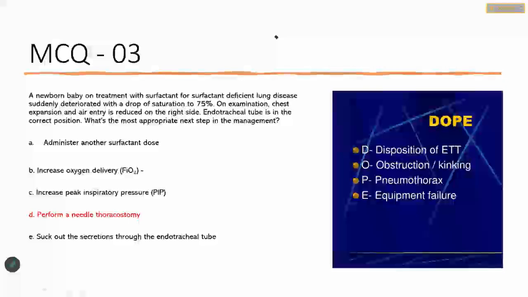So when there's a pneumothorax, what we have to do is first do the needle thoracentesis. We have to put a needle in the safety triangle, followed by the ICU. So the answer is perform a needle thoracostomy.